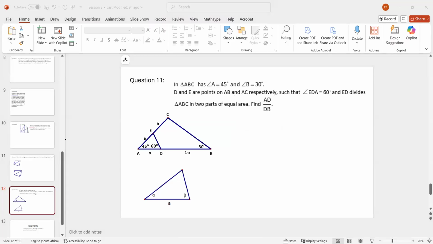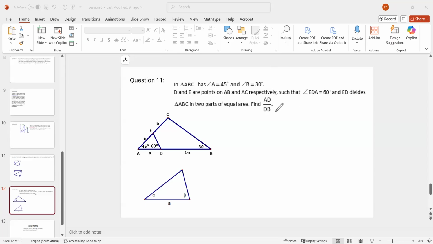Now here, okay, let's not go into the diagram. There was no diagram given in this problem. We had to draw the diagram, and the diagram that we get here is a triangle ABC with one line like this. You've got a 45, 60, and 30. 3 angles are given, and they don't give you any sides whatsoever. See, only the 3 angles are given.